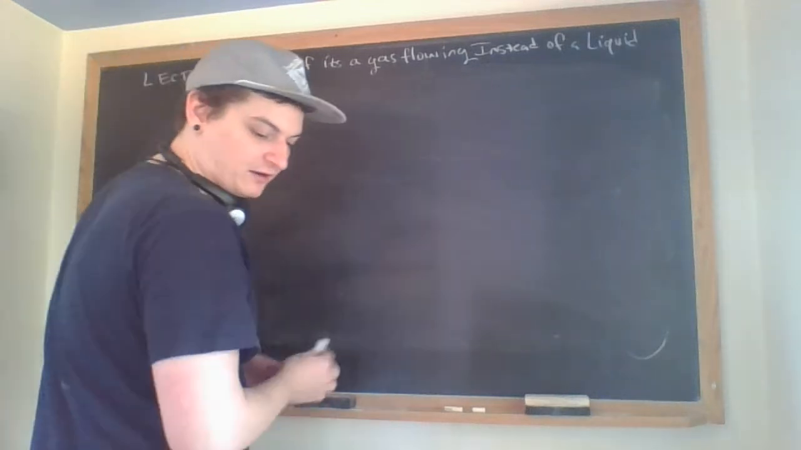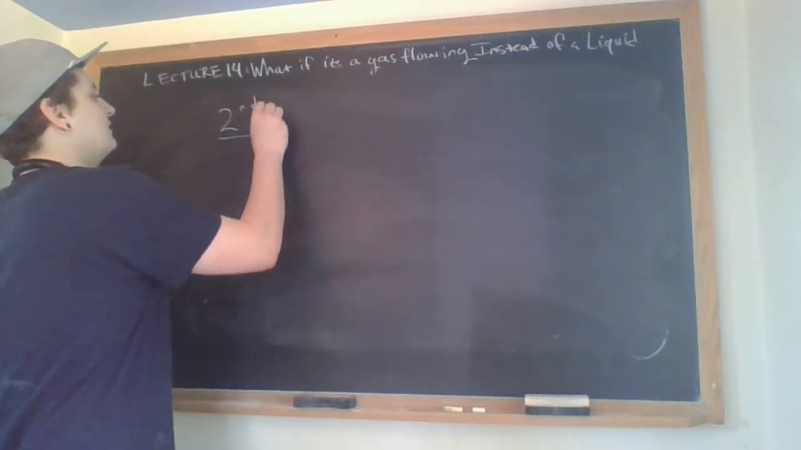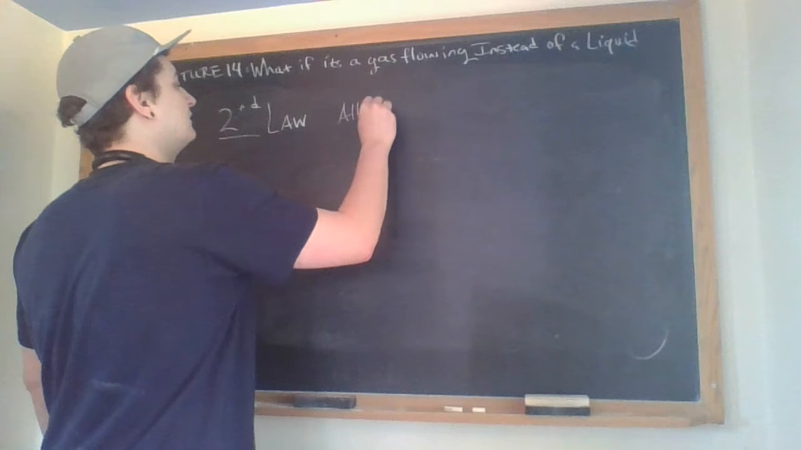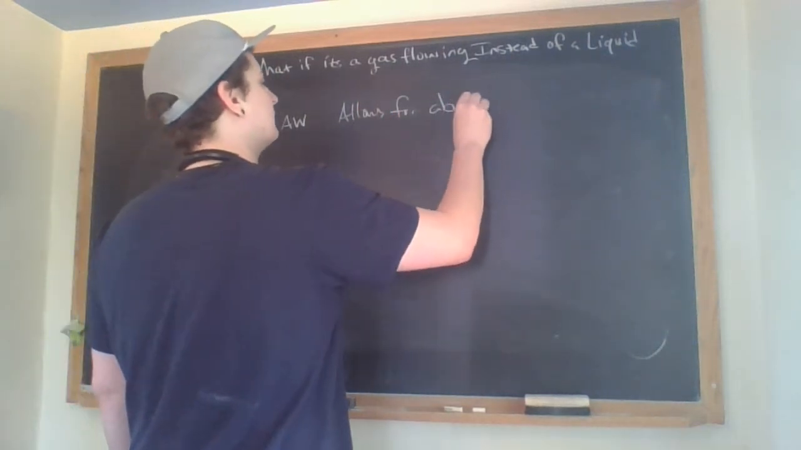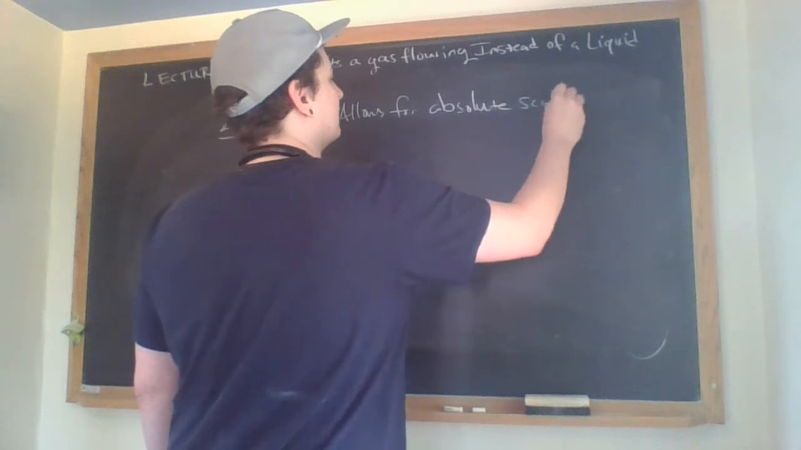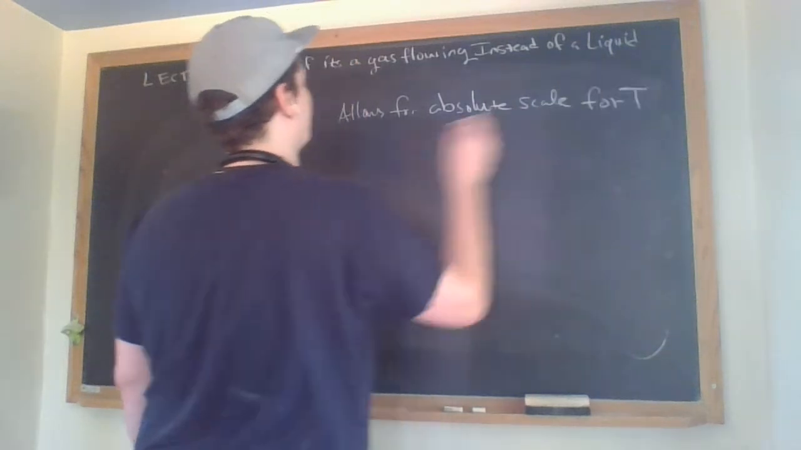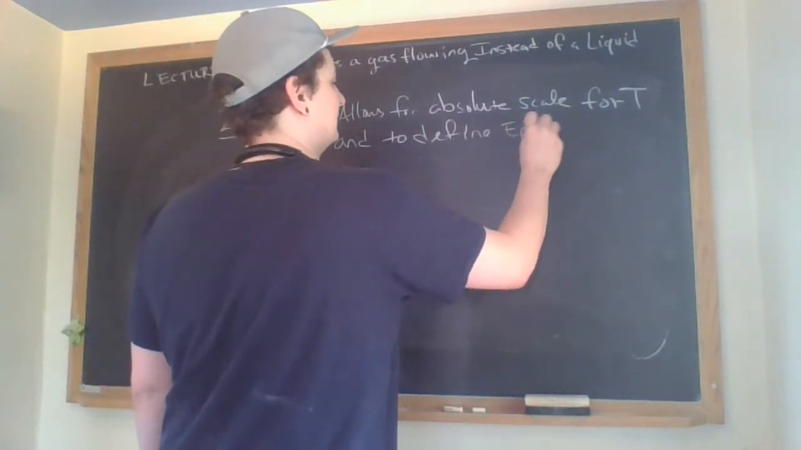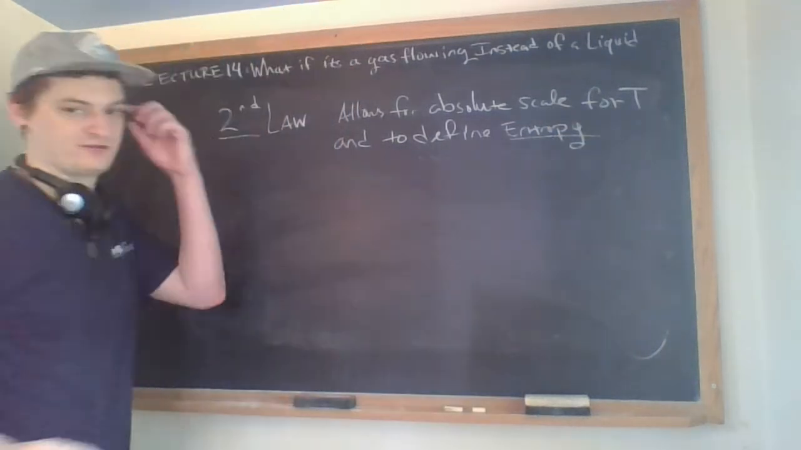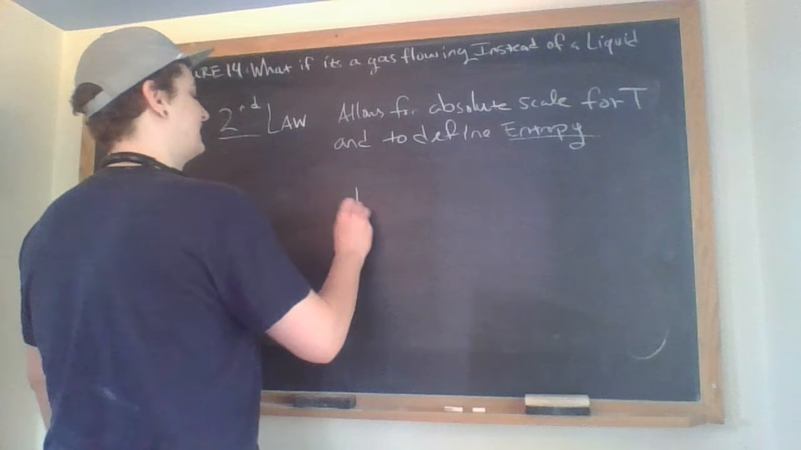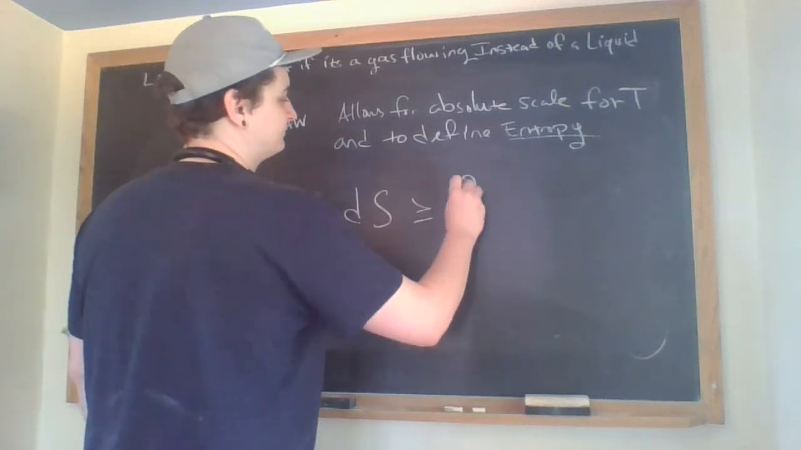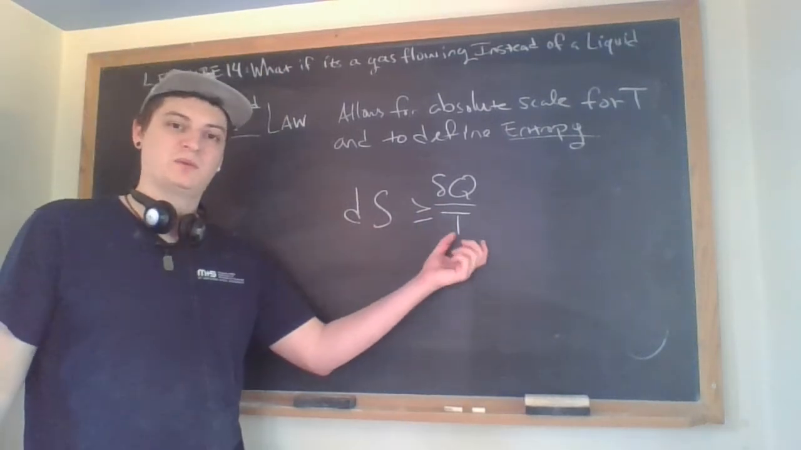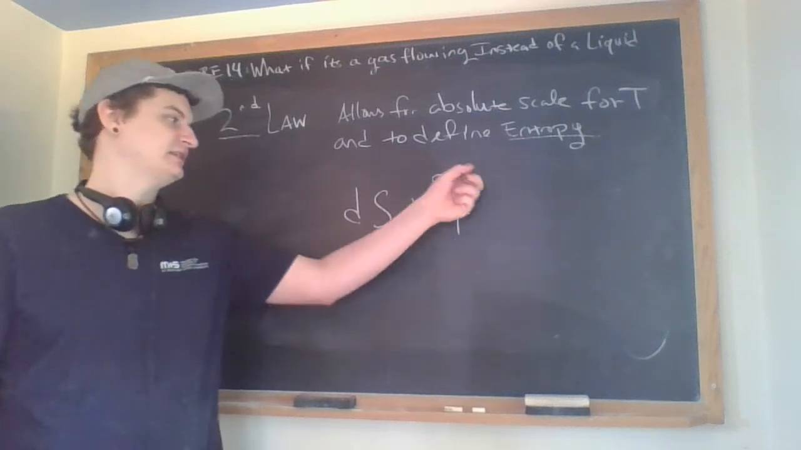And then we have the second law. So what do we have for the second law? This allows an absolute scale for temperature, and it defines entropy. It allows introduction of something called entropy, right? And what it says is, again, variation, change in entropy is bounded below by a non-negative quantity, δQ over T.